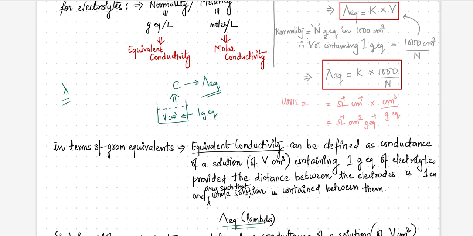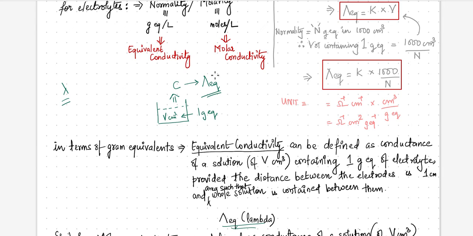Okay, so this is what equivalent conductivity means. Now we need an expression for this equivalent conductivity. Only then can we use it for calculating the equivalent conductivity of various solutions. It is important that we have a mathematical expression.